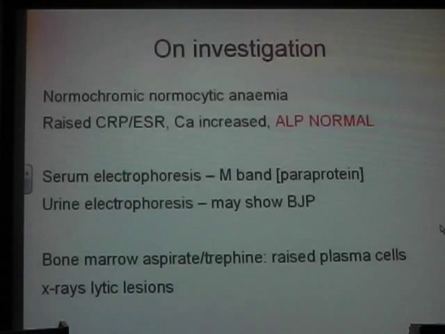Okay. On investigation, with your myeloma, you'll get a normochromic normocytic anemia, which is the anemia of chronic disease. You'll get raised CRP or ESR. I've said because of the bone destruction, your calcium will go up, but here's a learning point, your alk phos will be normal. What other bony condition can give you a raised calcium, but instead of raised alk phos, that you might want to distinguish the two? Paget's, yeah, excellent.